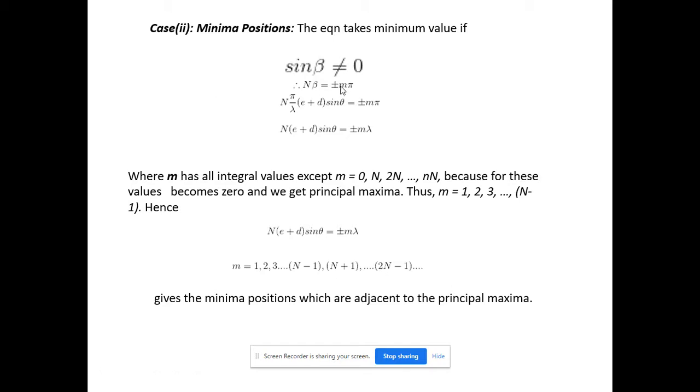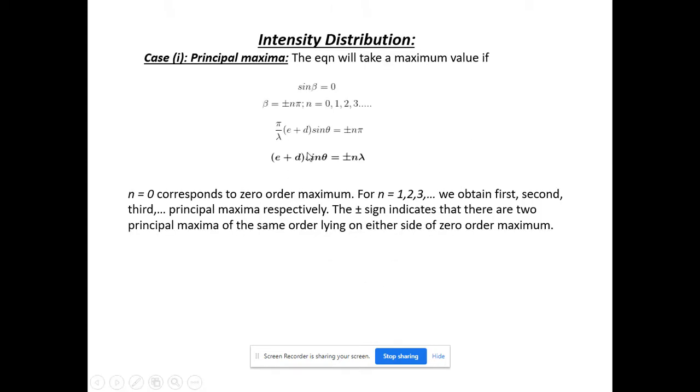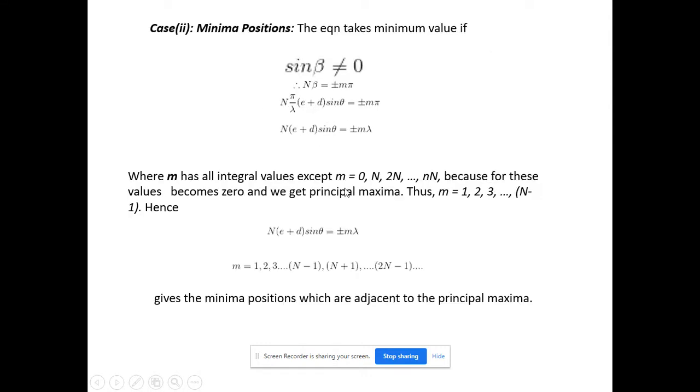But you cannot choose 2N, because m equal to 2N will give you beta equal to plus minus 2 pi, which is the condition for again the principal maxima. Hence, my m cannot have the value 0, 2N, etc., because for all these values, beta will become 0 and we get the principal maxima. Thus, m equal to 1 to N minus 1 values are possible. So between 0 and N, there are N minus 1 possible values for which the minima can form. Similarly, between N to 2N, there are again N minus 1 possible values where the minima can form.